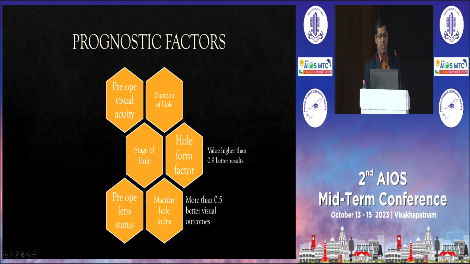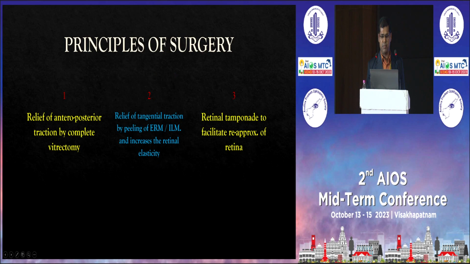Coming to the prognostic factors, it depends upon the preoperative visual acuity, the duration of the macular hole, stage of the macular hole, pre-op lens status, and the hole formation factor. A macular hole index of more than 0.5 gives better results and a better visual outcome.